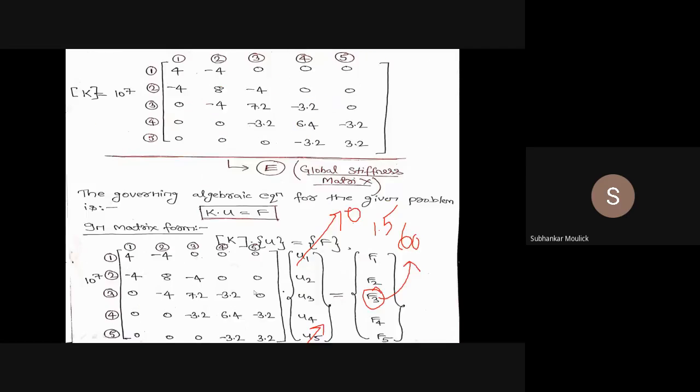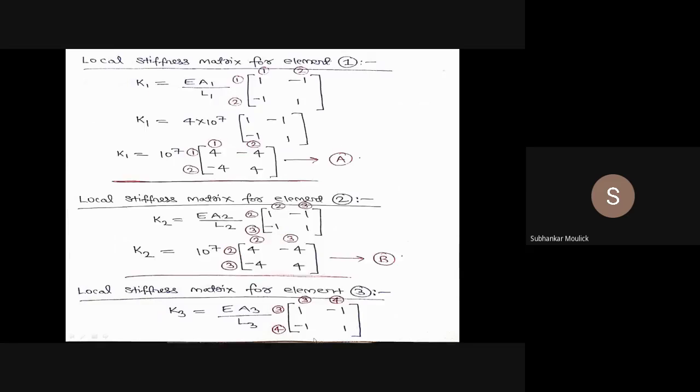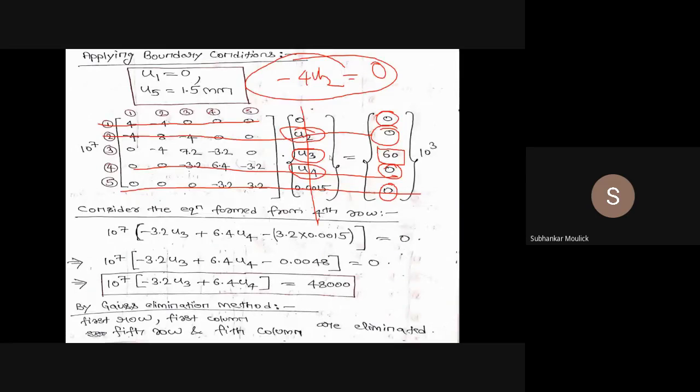But if I see the problem, u2 is not fixed, u3 is not fixed, u4 is not fixed, u5 is obviously 1.5 mm. So there will be some definite value of u2, u3 and u4. But with this matrix equation, I will get u2 0, u3 0, u4 0, which is not at all possible.